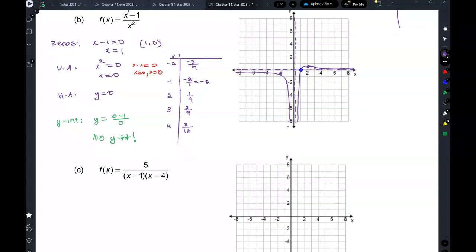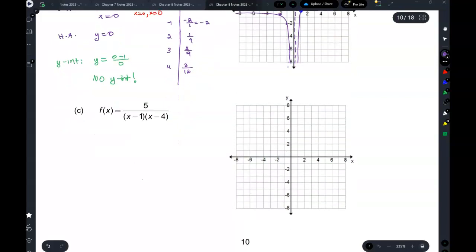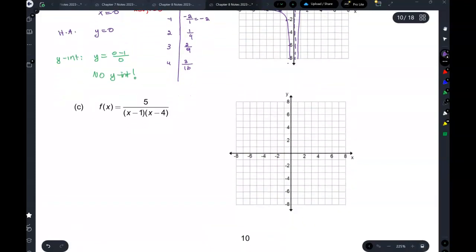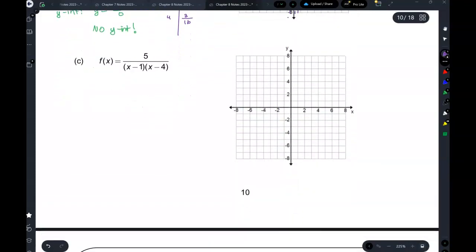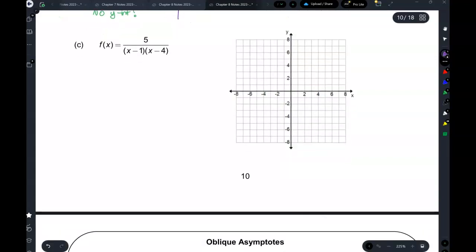Most of this is going to be no calculator. Like this, you should be able to do without a calculator. Okay, so let's take a look at this one.